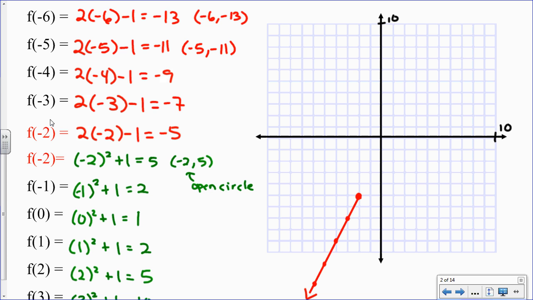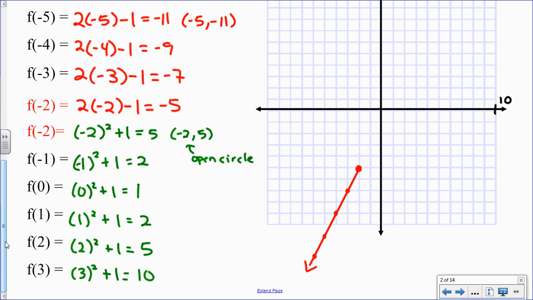Okay? Now let's do the second part. So let's do the parabola, the green here. So (-2, -5). And I know that's an open circle. We've already noted that. (-1, 2), (0, 1), (1, 2), (2, 5), and (3, 10).